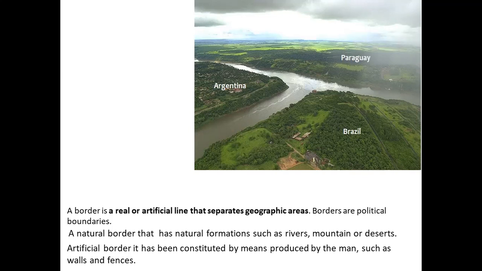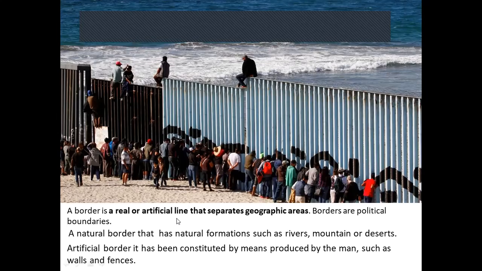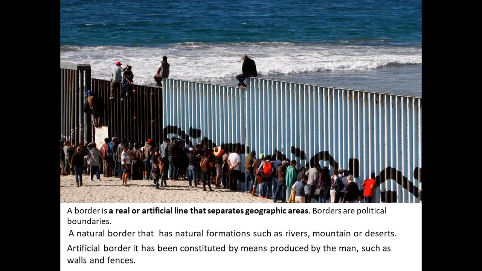The image that you are watching is a natural border because it's limiting the territories of these three countries. This means that they don't need walls or fences to establish their limits. The second image is a perfect example of an artificial border. This wall was built to separate Mexico and the US, and it has its limits in Tijuana and San Diego cities.